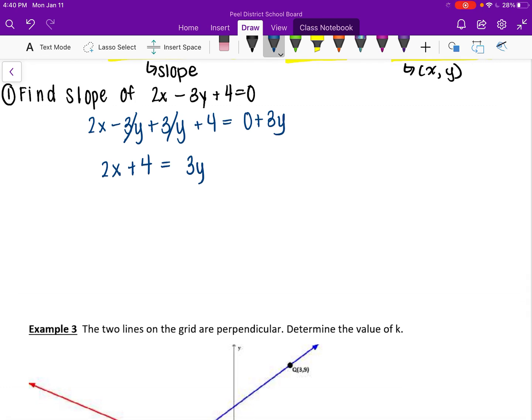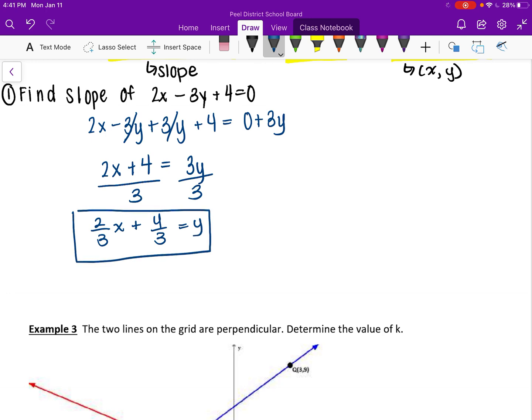Okay, so you're left with 2x plus 4 equals 3y. You've got to get rid of the 3 on both sides, obviously. So I'm left with 2 over 3x plus 4 over 3 equals y. That's the equation of the line. So then it means that my slope is just whatever's in front of the x. So it's 2 over 3, right? So that's the slope of line 1.